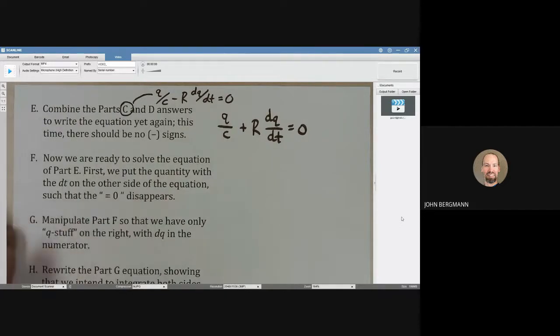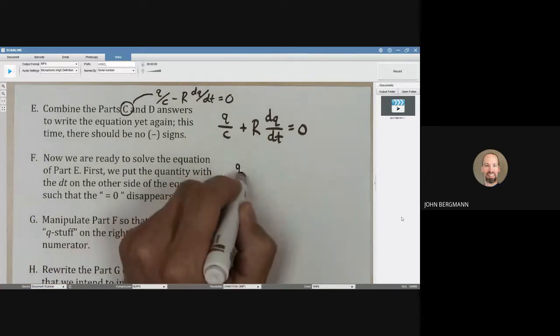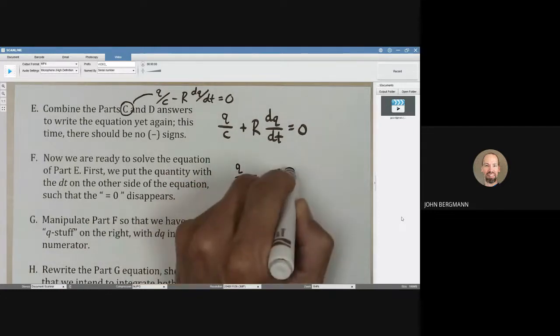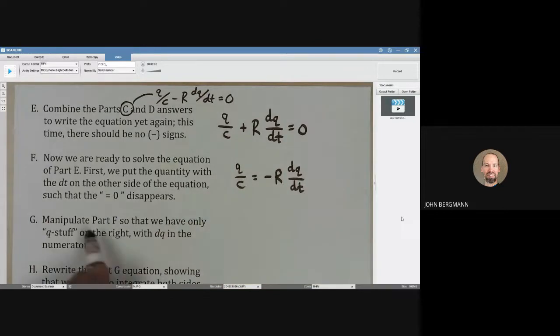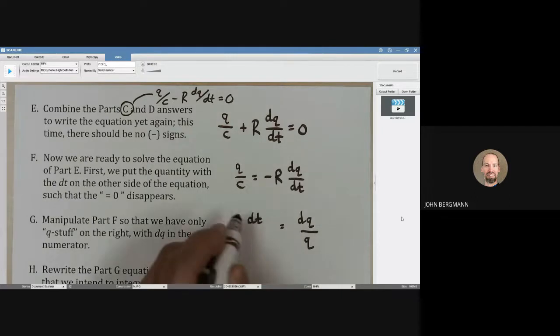Now we're going to solve this equation. We're going to put the quantity dt on the other side such that the equals 0 disappears. Let's do that. Q over C on the left, leaving us with, on the right, negative R dq/dt. So we're going to manipulate part F so that we only have Q stuff on the right with dq in the numerator. What we're going to get then is on the right, we're going to have dq over q. And what will we have on the left? We'll have the dt in the numerator. There will be a negative sign, and then we'll have RC.